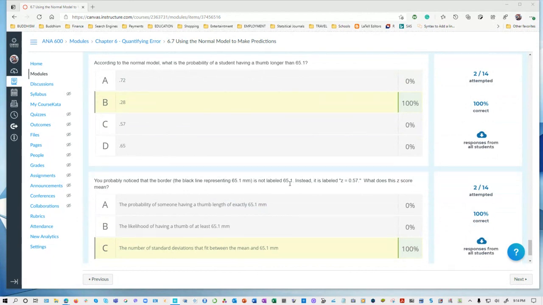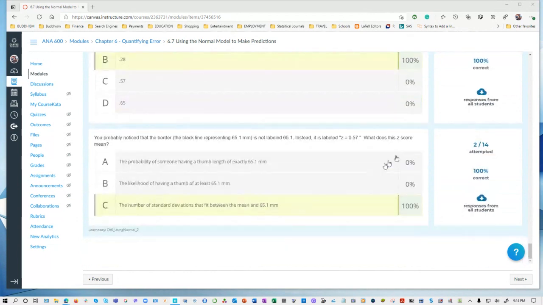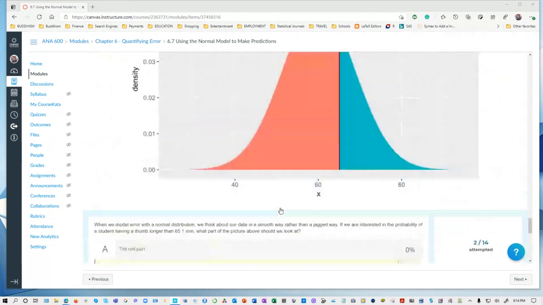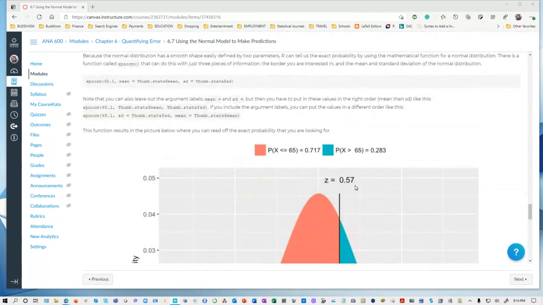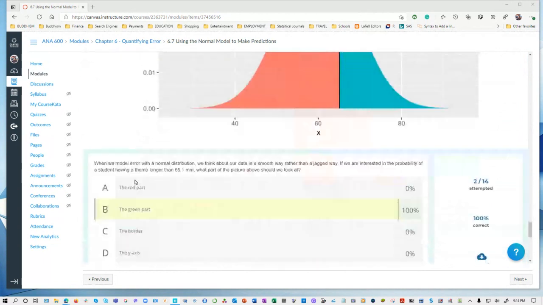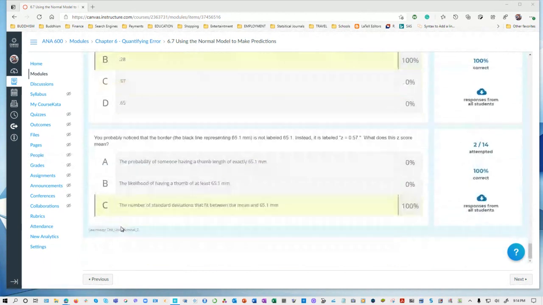You probably notice that the border, the black line representing me, is not labeled 65.1. Instead, it is labeled Z = 0.57. What does this Z-score mean? That's the Z-score related to that guy. It's the number of standard deviations between the mean and 65.1. That means how far this one is from the mean: that's the Z-score.